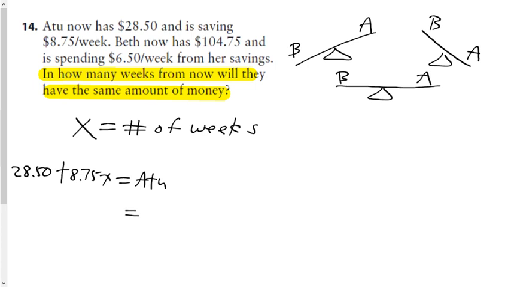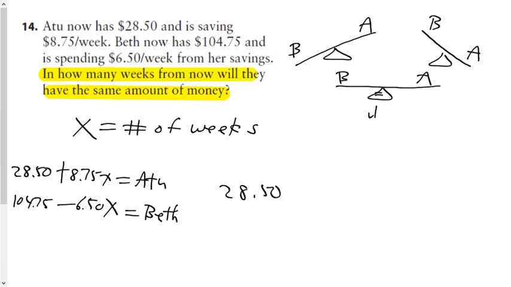Whereas Beth, who's a lovely individual, by the way, I met her, she's great, has $104.75. However, she is spending, which is a negative coefficient, $6.50 every week. So now we have two algebraic expressions that represent the money that each have. Since we're looking for the balance between them, the equality, we can actually create this into an equation.